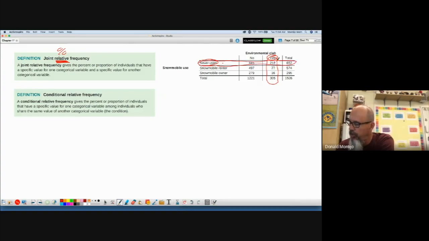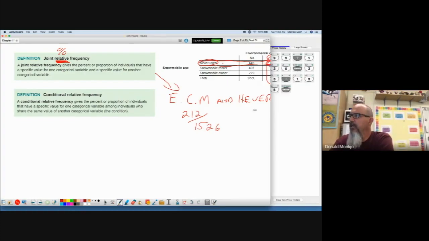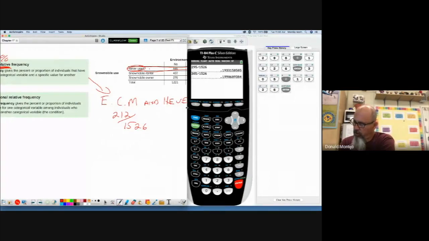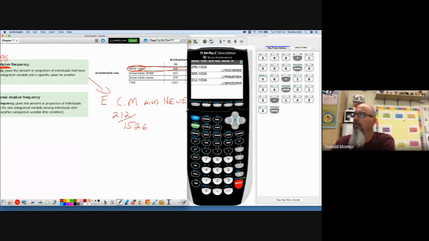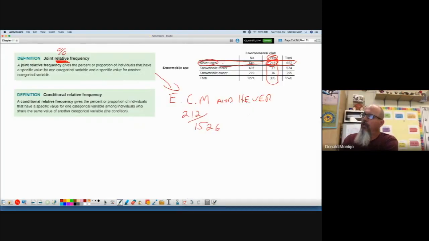Joint, the two that got circled both times, this 212. So if I want the joint relative frequency of environmental club members and never used a snowmobile, the joint relative frequency for that would be 212 over 1526. Remember that relative means percent. So I need to convert 212 over 1526 into a percent. So 212 divided by 1526, oh, about 13.9%. So the joint relative frequency of environmental club members who have never used a snowmobile before is approximately 13.9%.